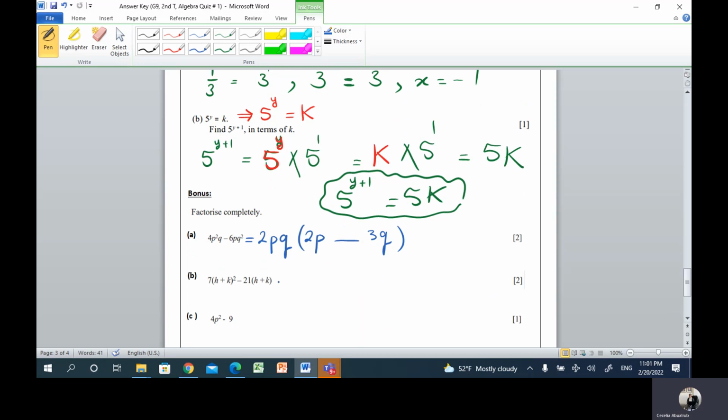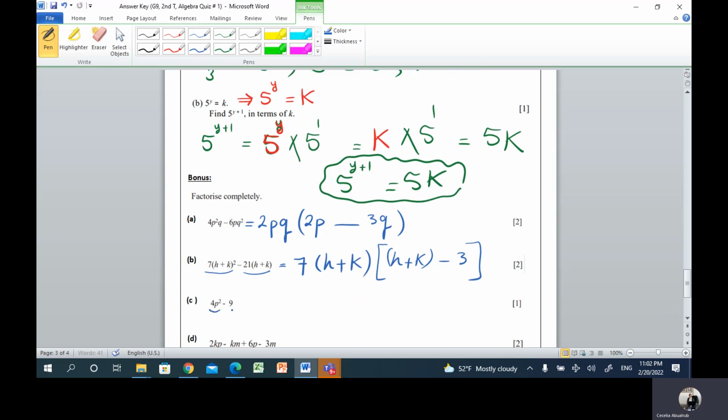Here we need to get the common factor, which is 7 bracket h plus k. So what's common between the two terms, this term and this term, is 7 and the expression h plus k. Then open the bracket. So to get back 7 times h plus k squared, we only need here h plus k, minus 3, and we're done.